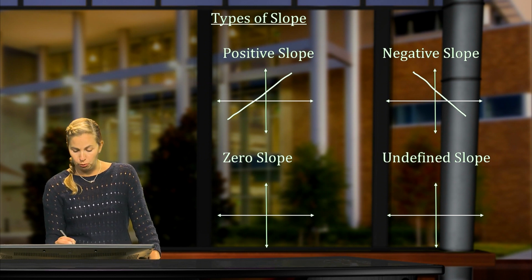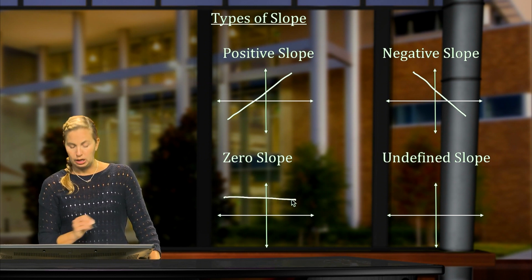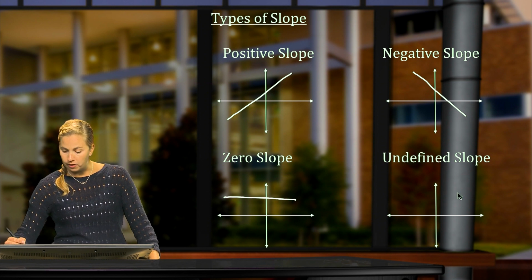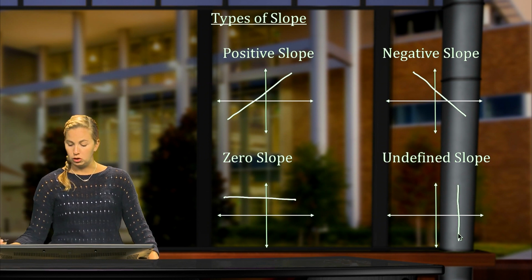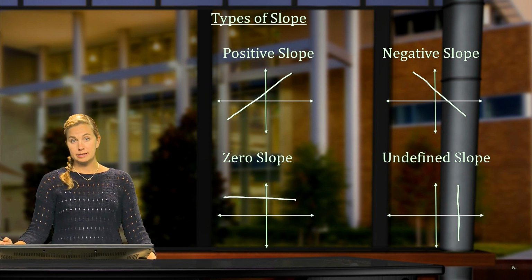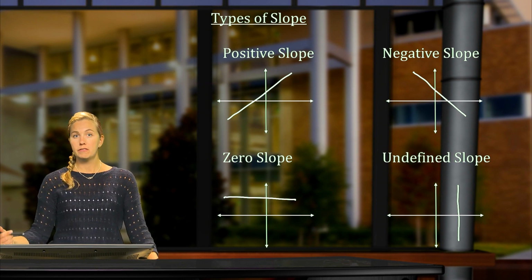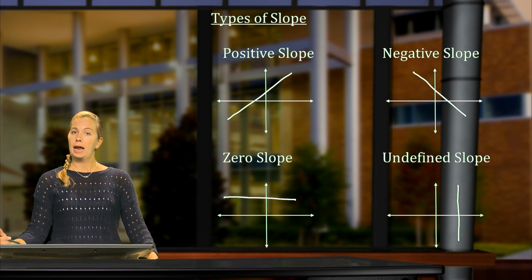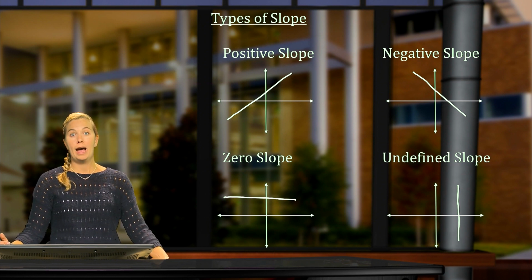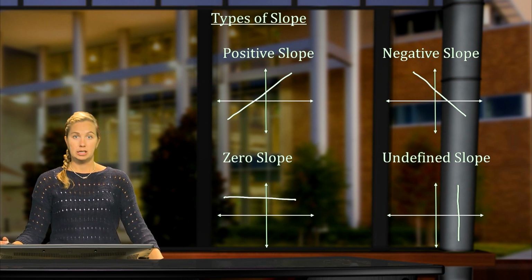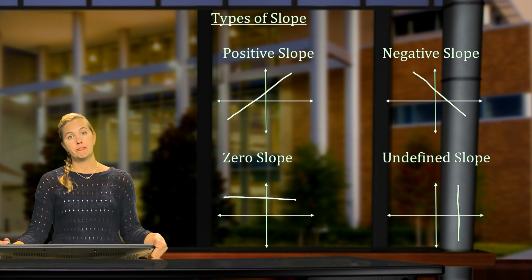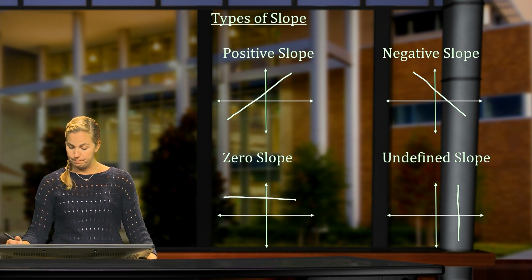A zero slope is a horizontal line, and an undefined slope is a vertical line. Now notice in these four categories of slope, none of them say no slope. Anytime you're dealing with a linear function, you have some slope. It's just either zero or it is undefined. So be very careful with that.